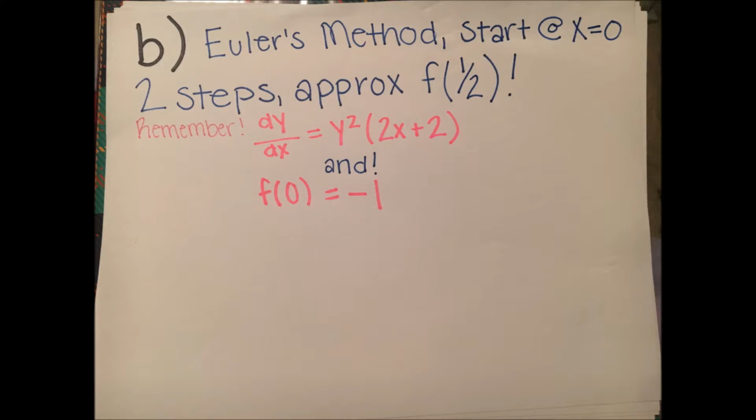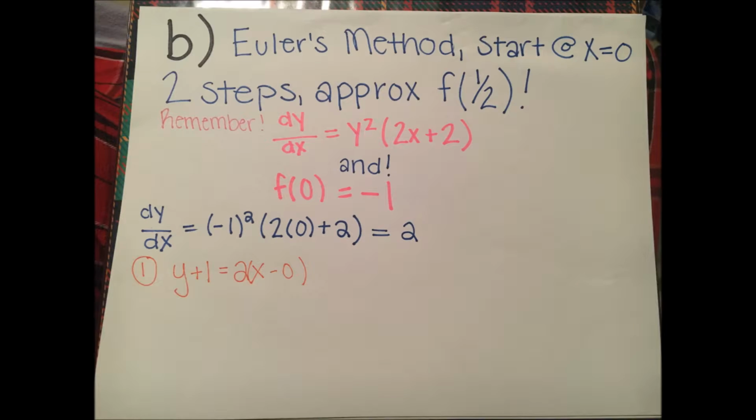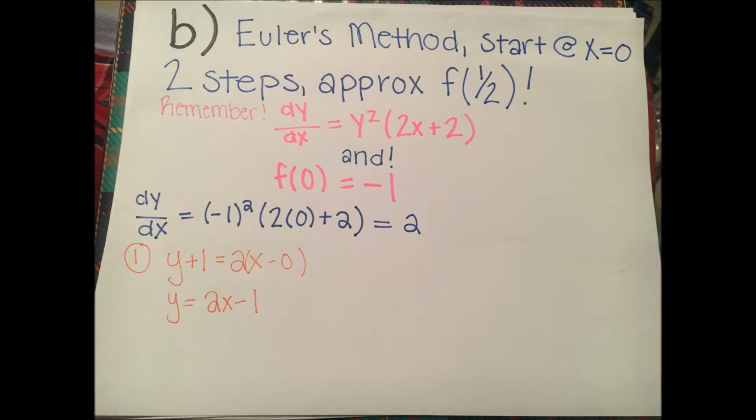So x is 0 and y is negative 1. First, you're going to need to find the slope of the line at this point, so you're going to plug in 0 and negative 1 into your derivative function. And by doing that, you'll get 2. Now you're going to create a point-slope form at that point. So y plus 1 equals 2 times (x minus 0), which then you can solve for y, or you can directly plug into your x value that you're using, but I chose to solve for y first.